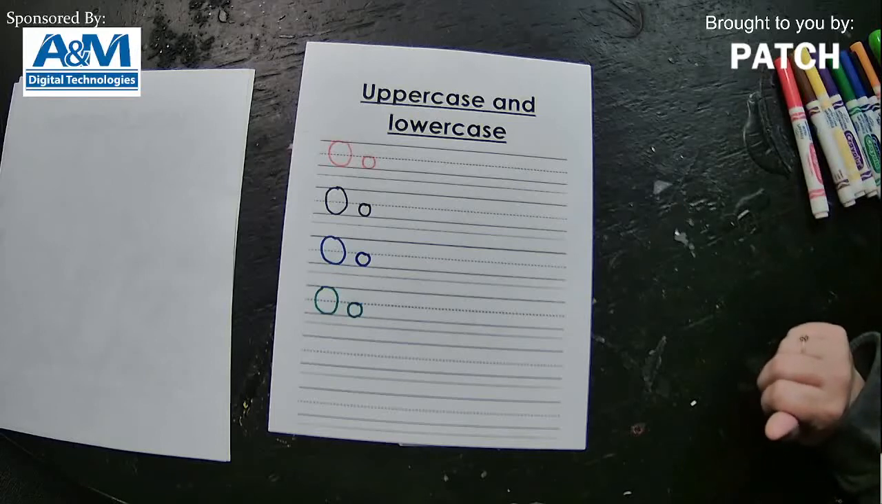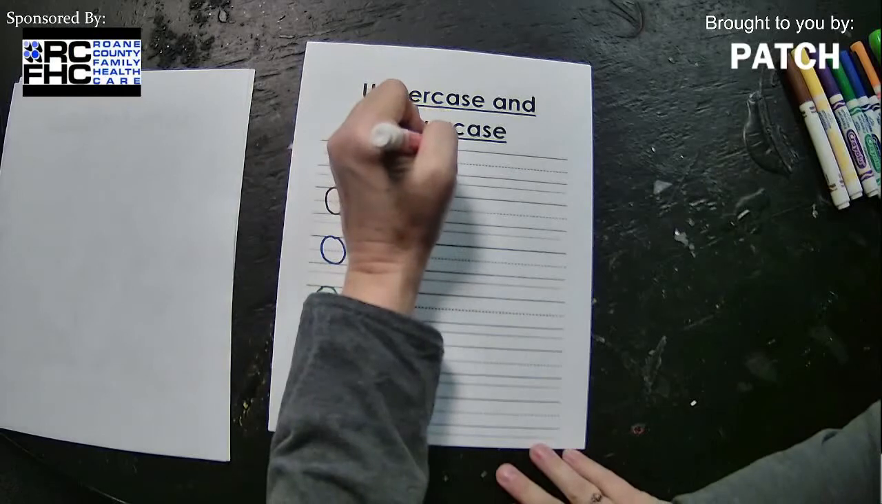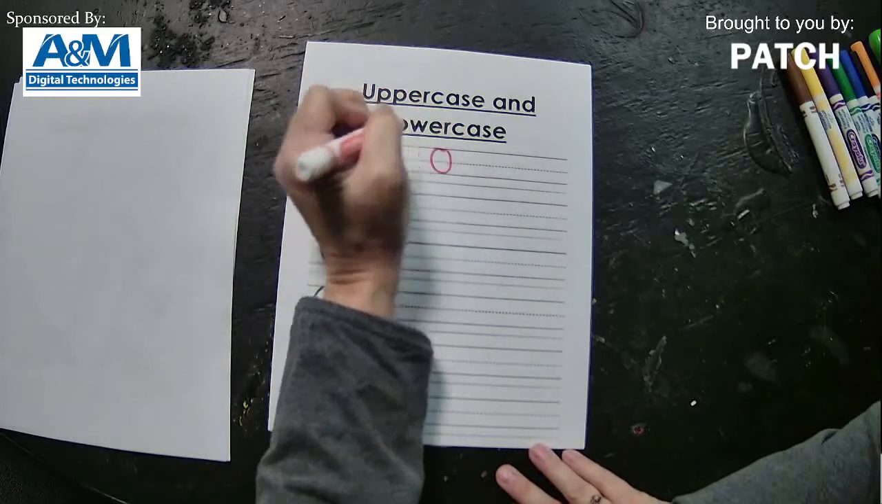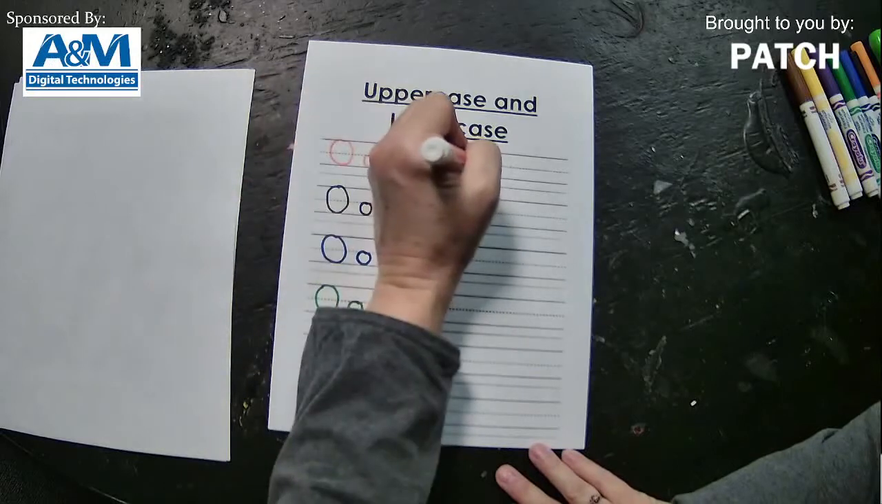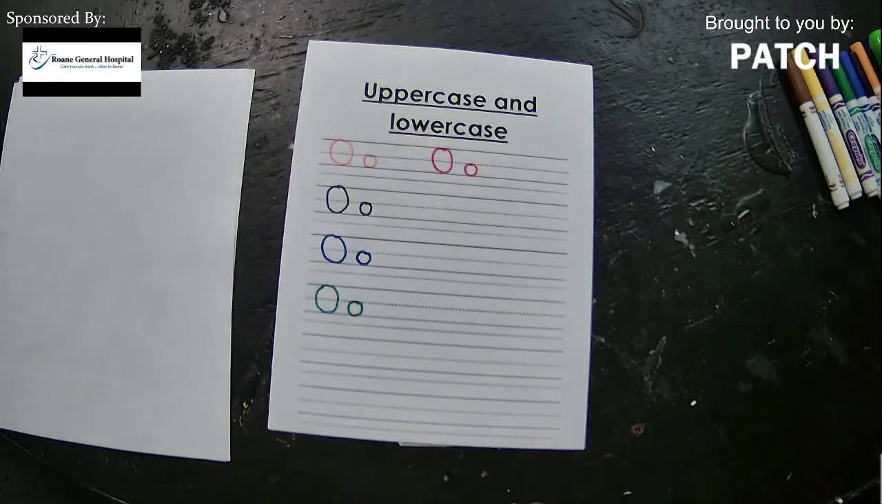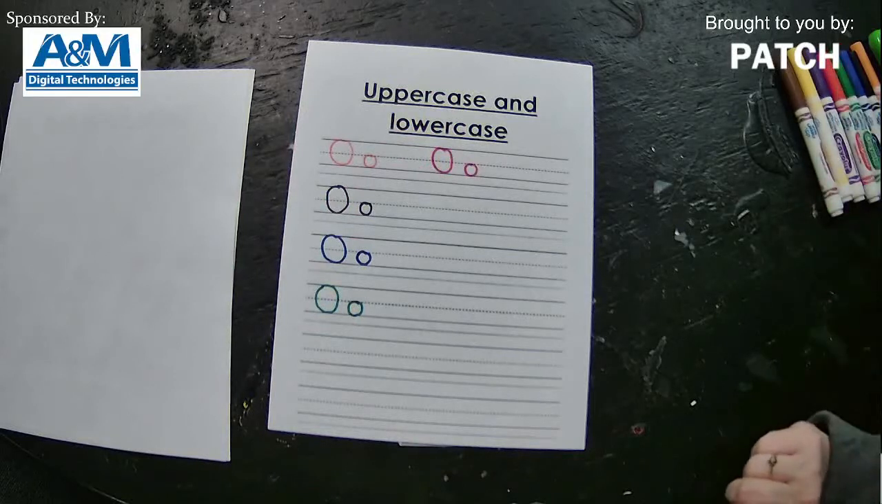What about the color red next? Okay. Good. So we start at the top, down and around and back up. We have an O and then our lowercase o. Good job. All right. We have 3 colors left.